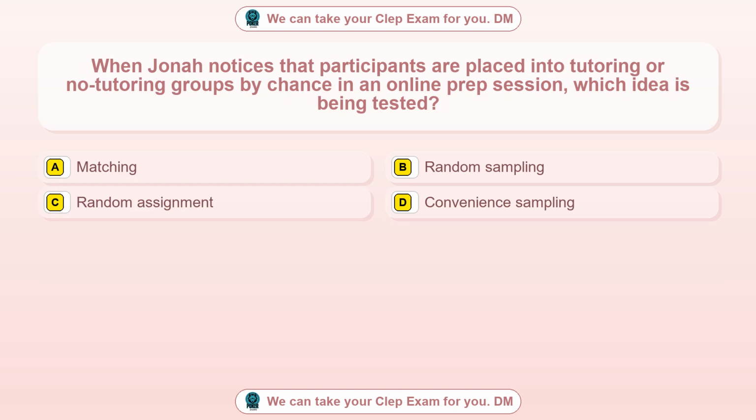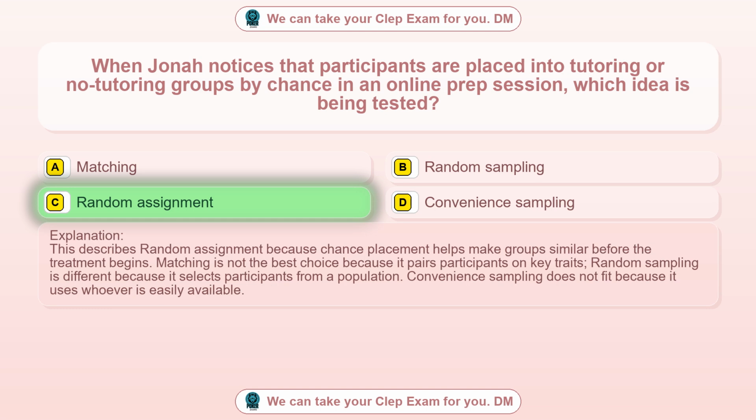Question 89. When Jonah notices that participants are placed into tutoring or no tutoring groups by chance in an online prep session, which idea is being tested? Option A, matching. Option B, random sampling. Option C, random assignment. Option D, convenience sampling. The correct answer is option C, random assignment.